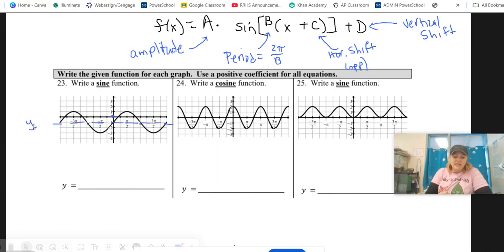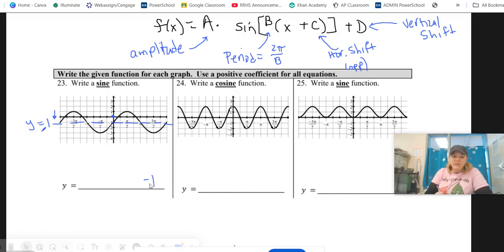So y equals negative 1. That means that this whole function has shifted down 1. That's a negative. Okay, so I know I'm going to have a negative 1 for my d value.